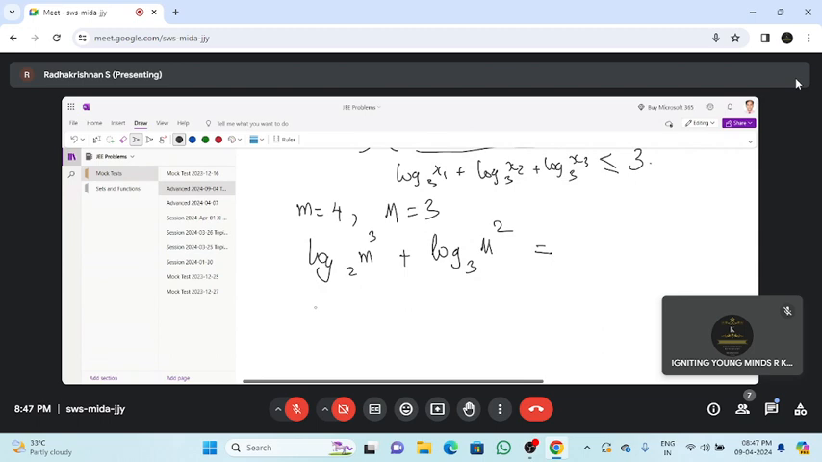Simply, m cube is 4 cube, 64. Capital M square is 9. So what is log 64 to the base 2? 6. Log 9 to the base 3? 2. 8 is the final answer. Okay.